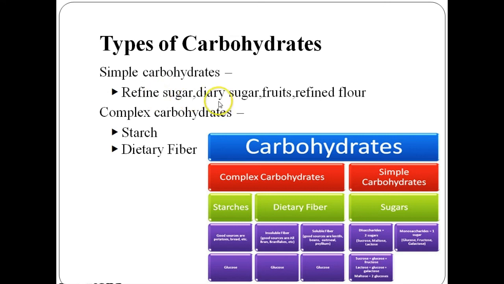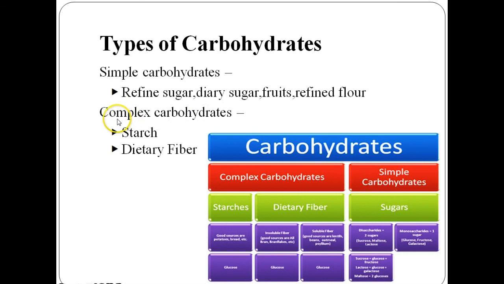Refined sugar, dairy sugar, fruits, refined flours, etc. are all sources of simple sugar. They are also present in natural foods like fruits, vegetables, milk, and other dairy products. In addition to these, honey, brown sugar, soft drinks, sweets, snacks, etc. are also rich sources of simple sugars.